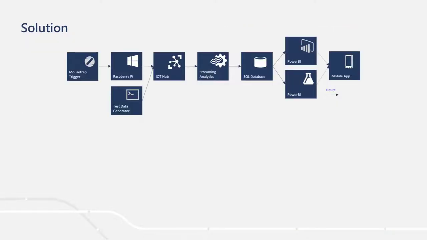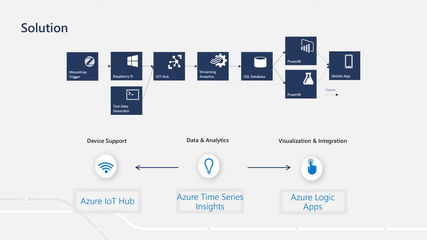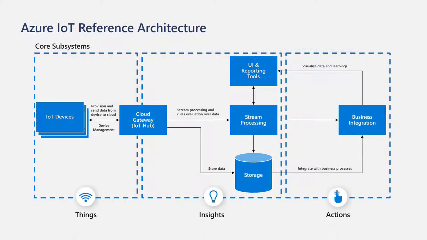As mentioned earlier, IoT solutions can be complex. Something as simple as a smart mousetrap can be a daunting task to address. Let's take a moment to break this opportunity down and cover the Azure IoT services that make up this solution. At the core, the mousetrap IoT application consists of the following subsystems.